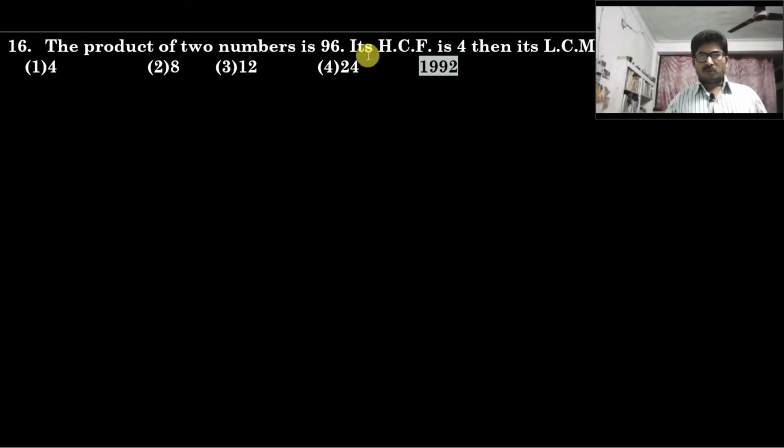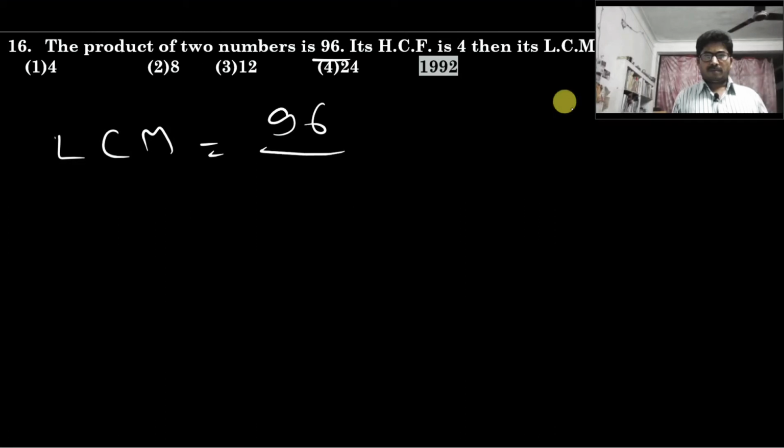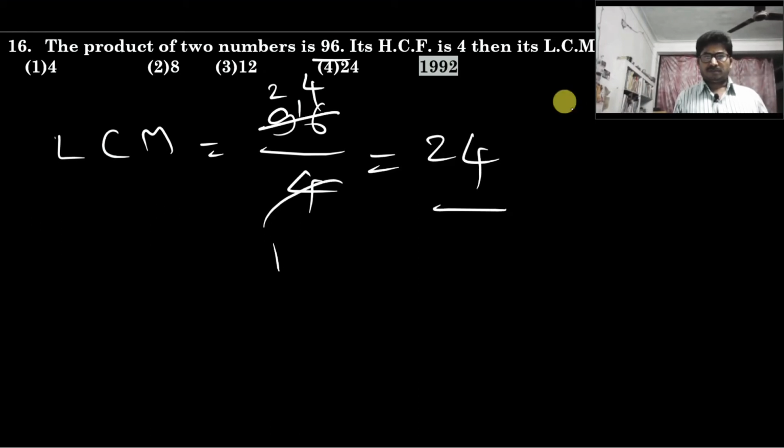The product of two numbers is 96. Its HCF is 4. Then its LCM is equal to the product of numbers divided by the HCF. 4 2s are 8, 4 4s are 16, 4 6s are 24. So 24 is the answer. Option 4.